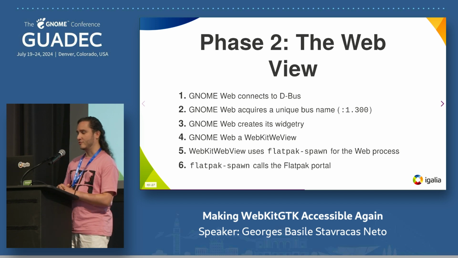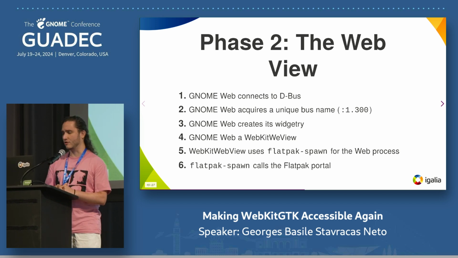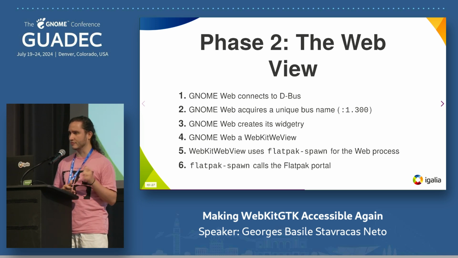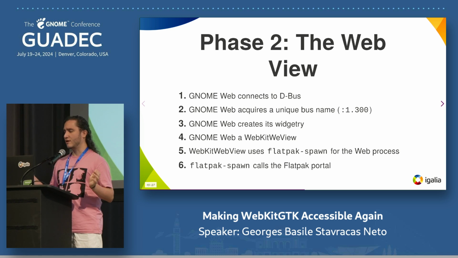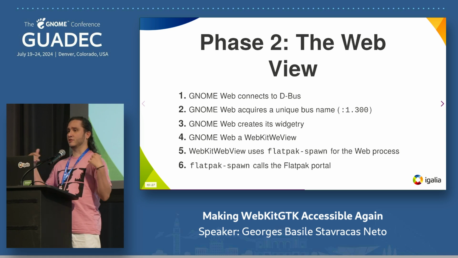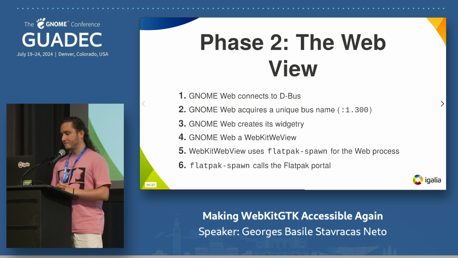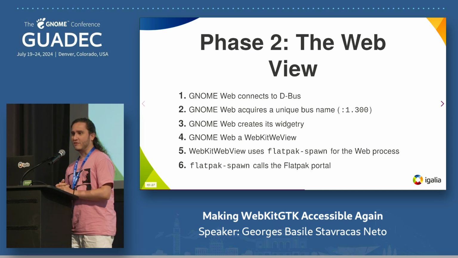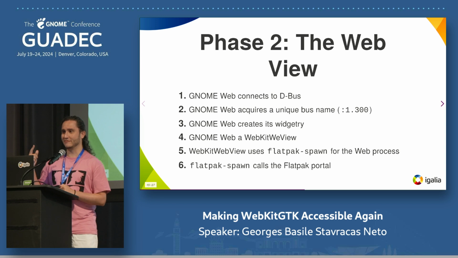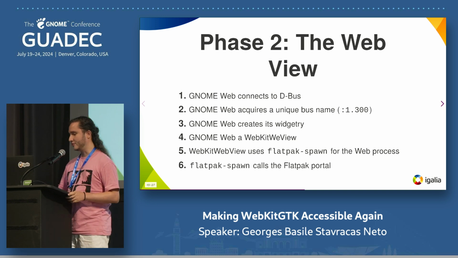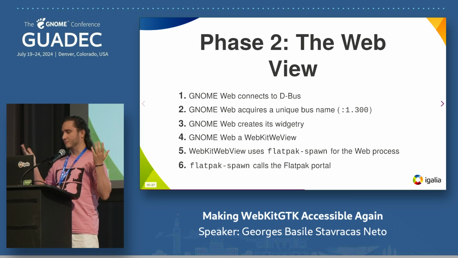Flatpak bubblewrap spawned Epiphany. The Epiphany process is going to connect to the D-Bus socket. I'm talking here specifically about the accessibility socket, but also the session socket. It's going to acquire a unique bus name. It's going to show a pretty user interface for you. It's going to create the WebKit web view widget. And when it's presented the WebKit web view widget, it's going to detect that it's running in Flatpak, and we will use flatpak-spawn to spawn the web process. Flatpak-spawn is going to call into the Flatpak portal. There is a portal for Flatpak, and it's going to do everything for us. OK, so here we are. Epiphany is almost completely showing a web page for you.